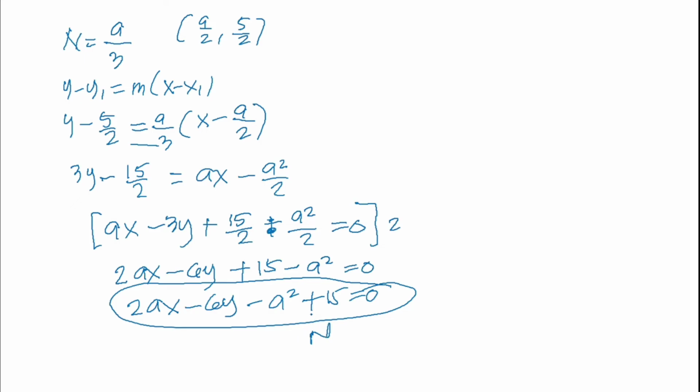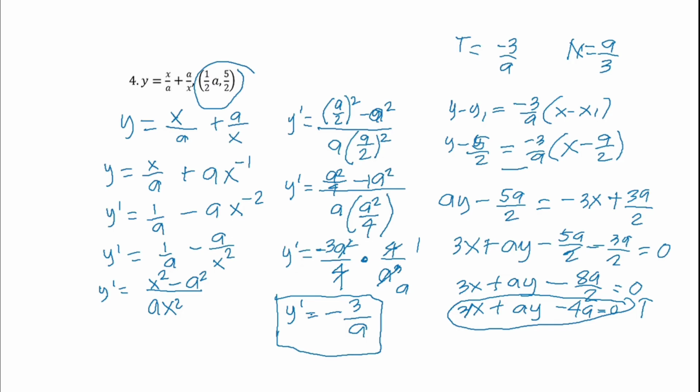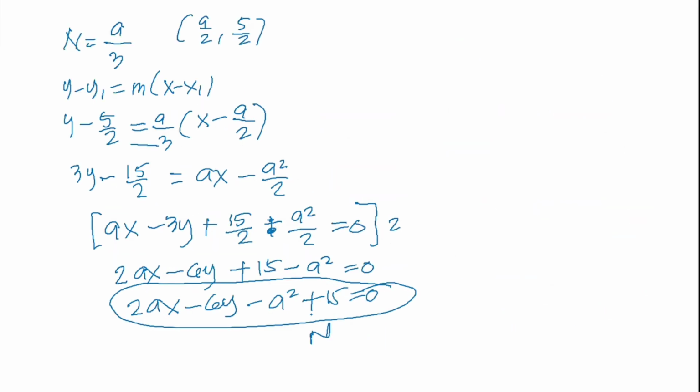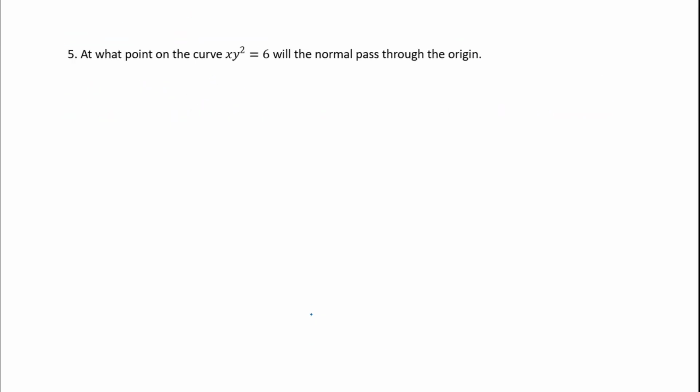So that is number 4. So let's proceed with number 5. At what point on the curve xy squared is equal to 6 will the normal pass through the origin?